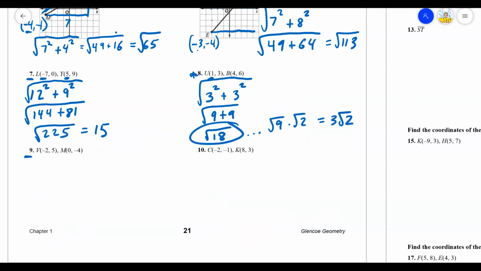Okay, so let's try number 9 and number 10 on our own, and we'll put our answers in the Ed puzzle.